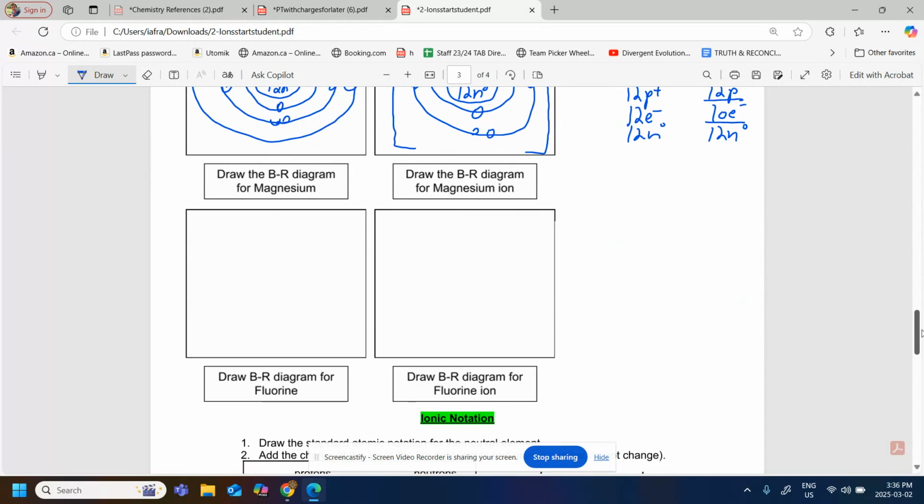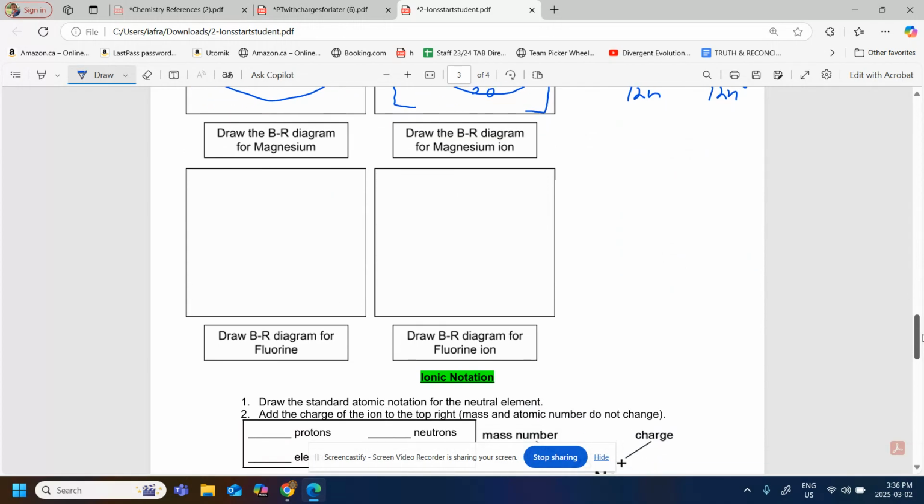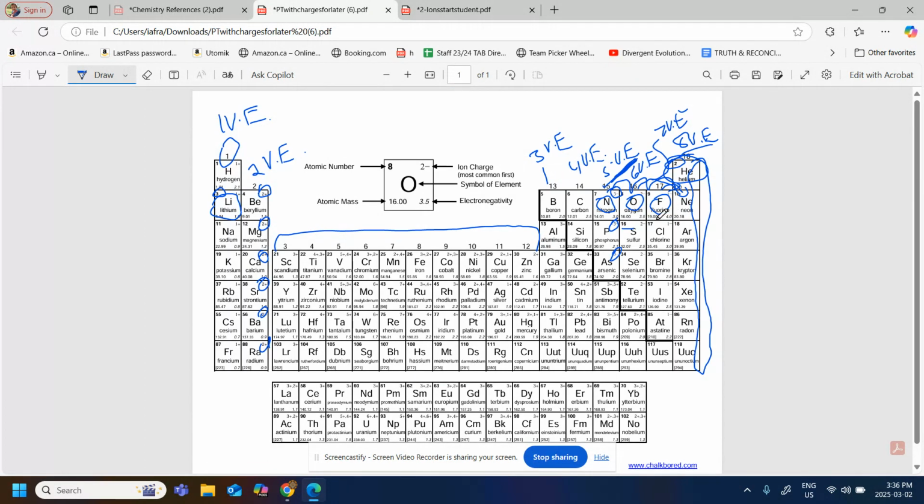The next one is fluorine. So fluorine, if you look in your periodic table, looks like this. Fluorine, atomic number of 9, and I believe mass number of 19 approximately. Let's take a look. 19 and atomic number 9. You can take a look at the legend here. It tells you what each number means.